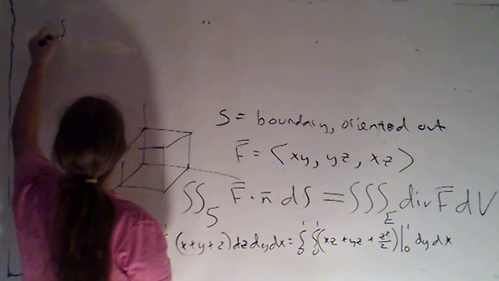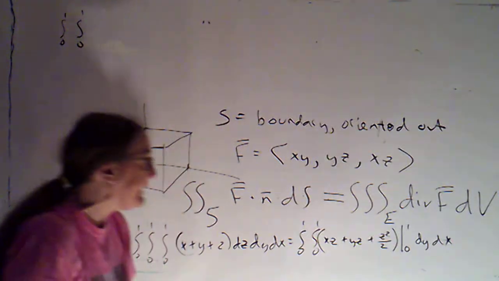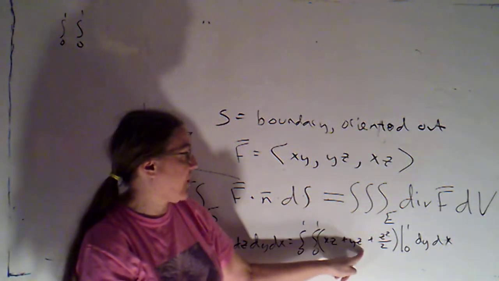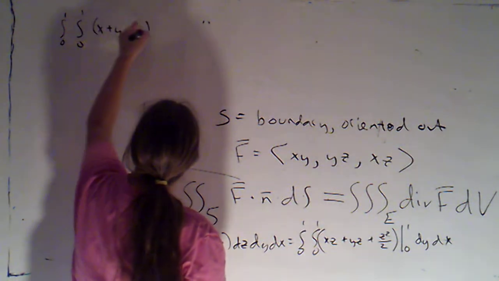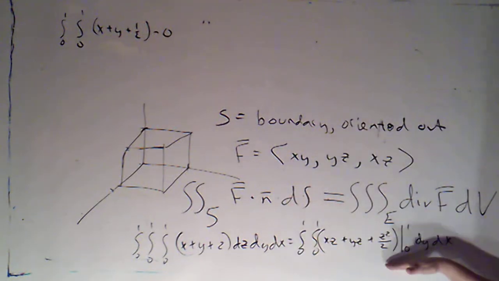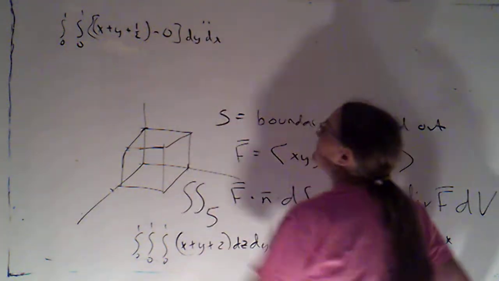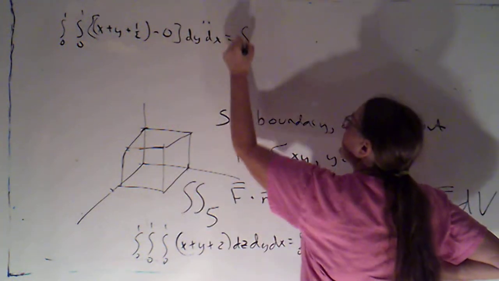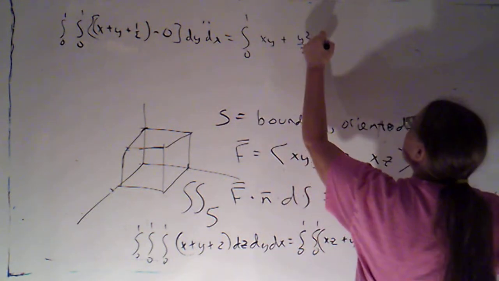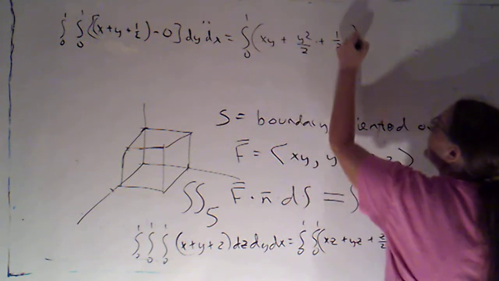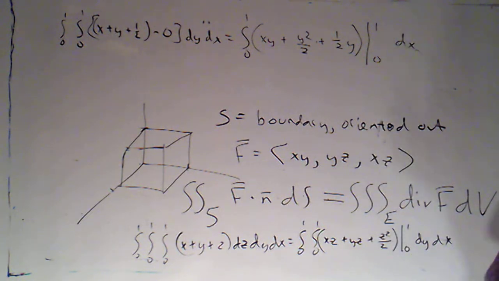Okay, so that's the integral from 0 to 1, integral from 0 to 1. When I plug in 1, I'm just going to get x plus y plus a half, minus, when I plug in 0, everything's just going to go to 0. And then we'll integrate that dy dx. So that's going to give me the integral from 0 to 1 of xy plus y squared over 2 plus 1/2 y, evaluated between 1 and 0. And then we still have to integrate with respect to x.